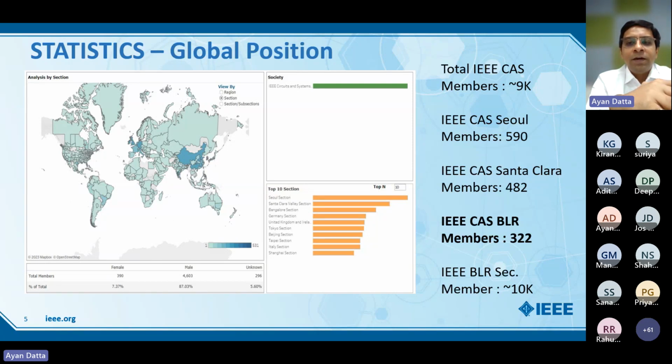So this is where we are positioned, and I just wanted to mention that this has a much bigger impact, because Bangalore is a place where, as we all know, a lot of work and research is happening in the area of VLSI and embedded systems. So Circuits and Systems is one of the relevant societies which is definitely expanding pretty significantly in the last few years.